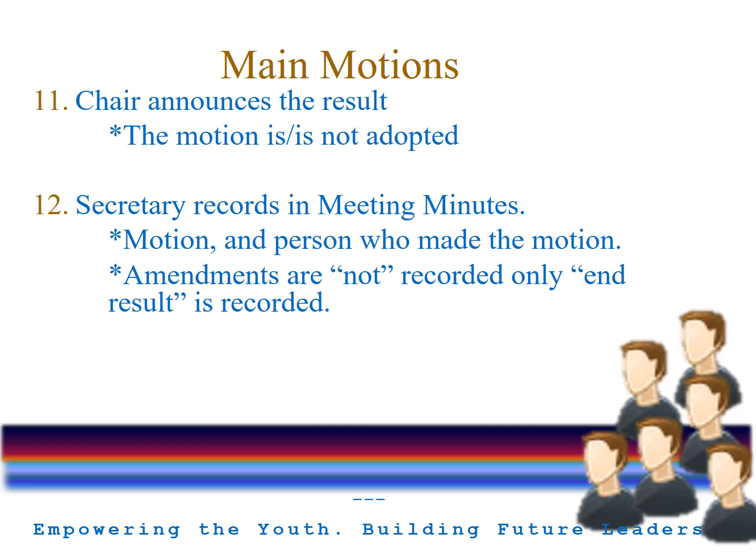Afterwards, the chair announces the results, say by simply saying the motion is or is not adopted. Then the secretary records this in the minutes. What are the contents of this one in the minutes? The motion itself and the person who made the motion. Amendments are not recorded, only the end result is recorded.